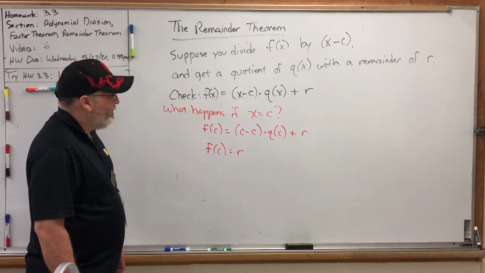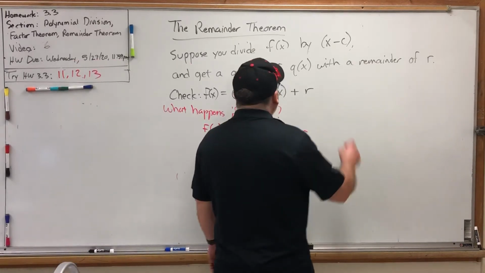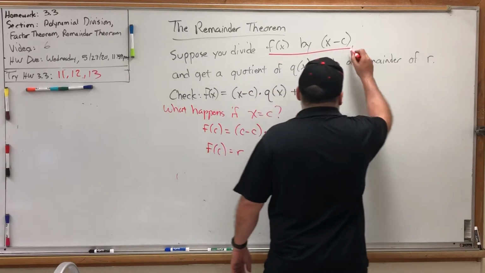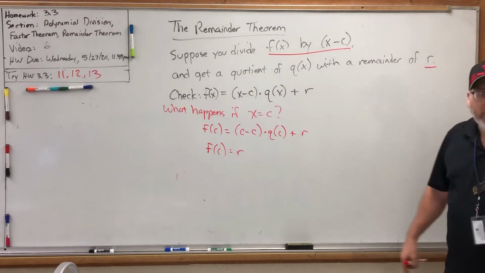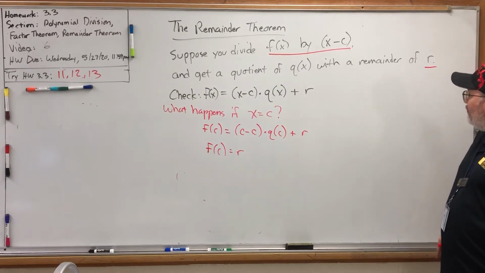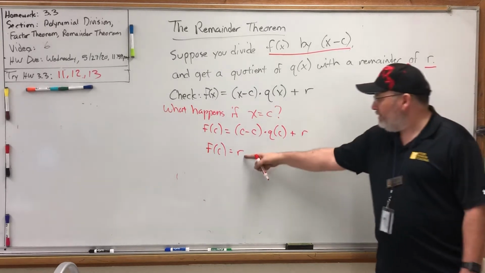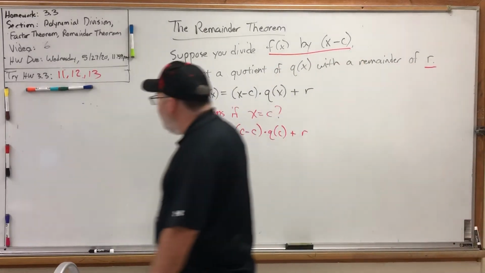So what does that tell us? It tells us that the remainder of this division problem can be calculated instantly without knowing the quotient. It tells us that the remainder of the division problem is just equal to sticking this number into the function. And that would be the remainder theorem.